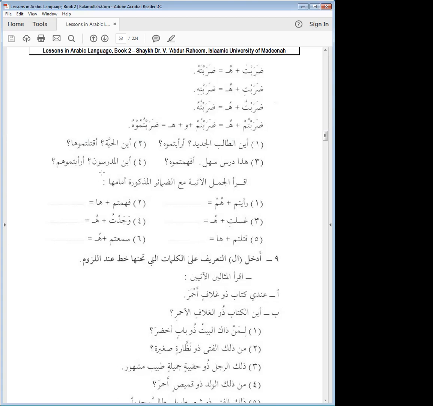All right, so the next section here, we have the instruction, اقرأ الجمل الآتية مع الضمائر المذكورة أمامها, right? So we have to read the following sentences with the pronouns that are in front of them. So the first one is أرأيتم and then hum. So anybody want to give this a shot? How do we compile these two components? And what do we have to add, if anything? Right. أرأيتموهم. نعم أحسنت. Next one, anybody?